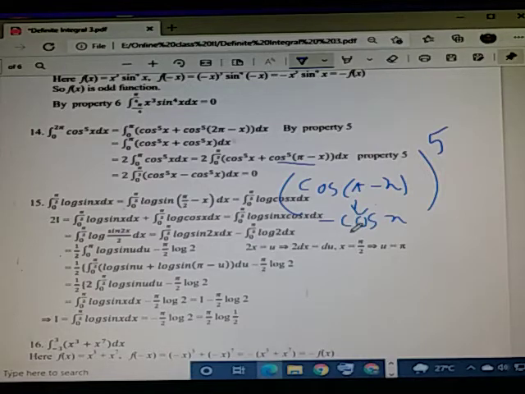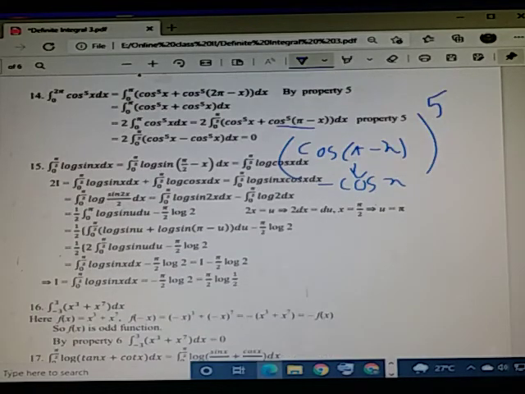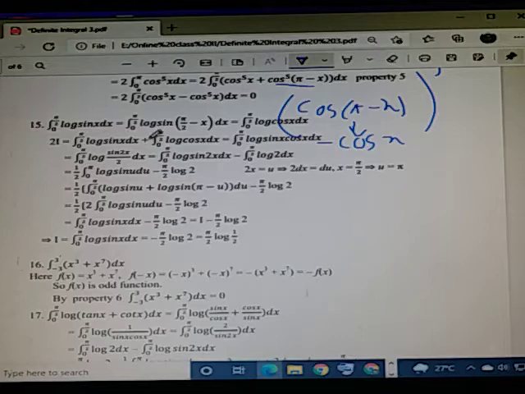Then next is number 15. What property are we applying here? Log of, this property 4 we are applying. 0 to pi by 2, in place of x we write pi by 2 minus x, this is a. So pi by 2 minus x, so this is log of cos x. Now twice I, you make it log of sin x plus log of cos x. So this is I, this is I, so I plus I, so this is twice I.